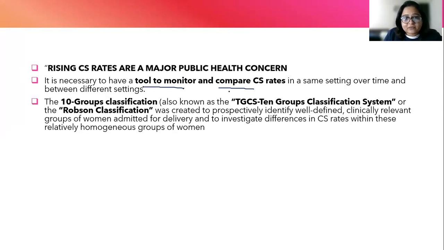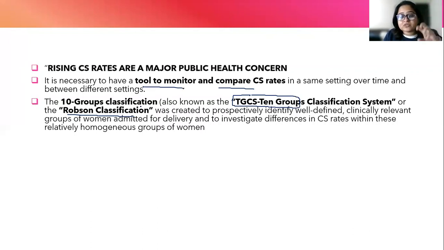This is called the 10 group classification, also known as Robson, because he is the person who identified it. It has 10 groups, which is important to remember. The different types of women who come to the labor room are classified into 10 different groups. All women are classified, not only those who are undergoing a cesarean section. Any woman who comes to the labor room, whether she's delivering normally or having a cesarean section, is grouped into one of the 10 groups.